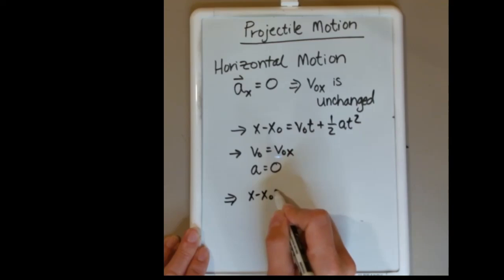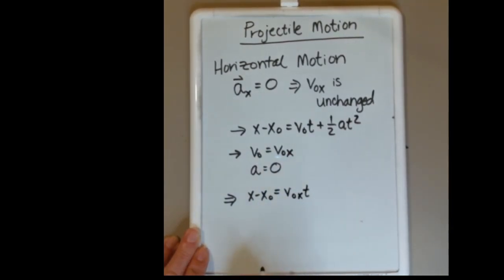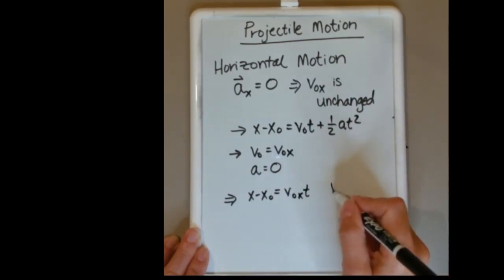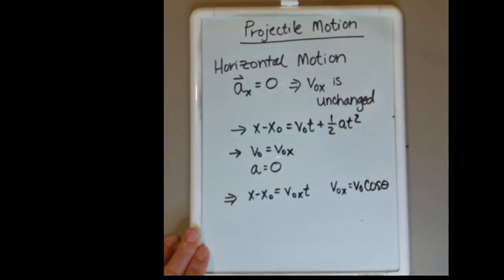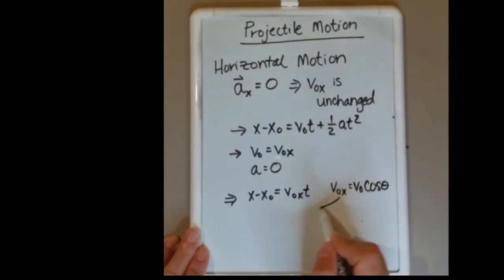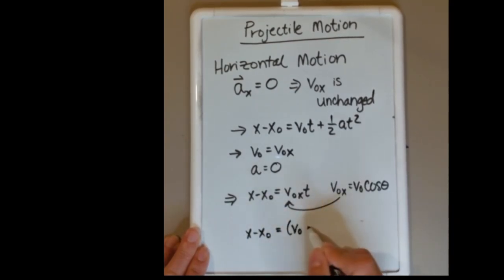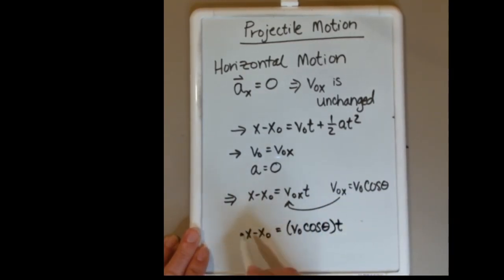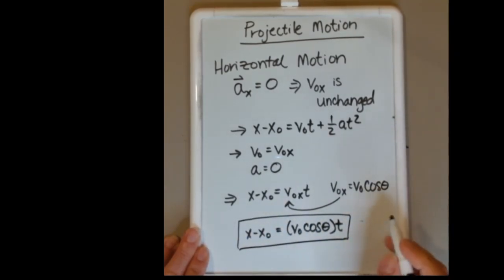So that gives us x minus x naught is equal to v naught x component times t. And from before, we said that v naught x was equal to v naught cosine theta. So we're just going to substitute that into our v naught x in our equation, and we get x minus x naught is equal to v naught cosine theta times t. So that is going to be one of our primary equations throughout this lesson. I'm just going to call that equation 1.